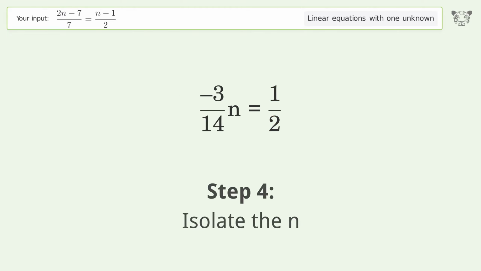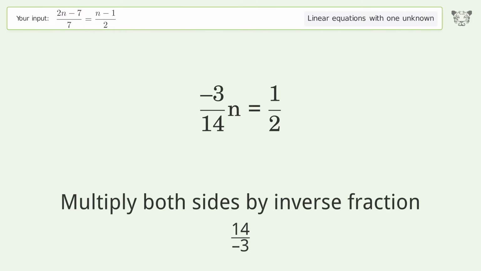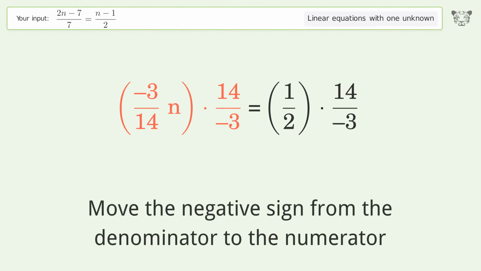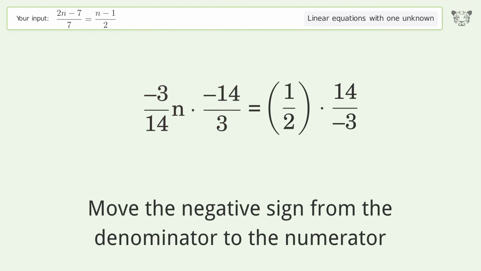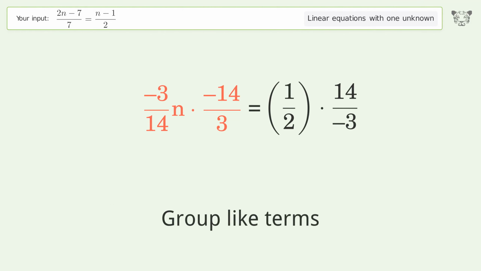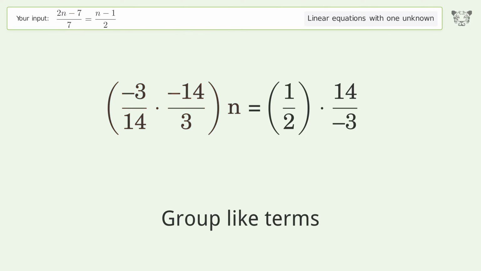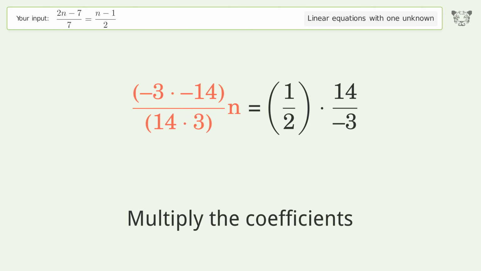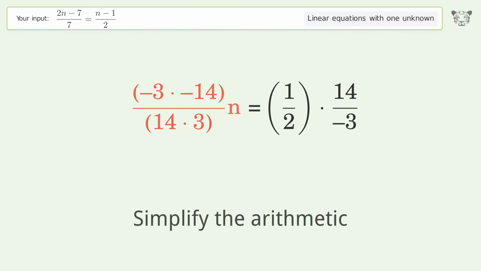Isolate the n. Multiply both sides by the inverse fraction 14/3. Move the negative sign from the denominator to the numerator. Group like terms. Multiply the coefficients. Simplify the arithmetic.